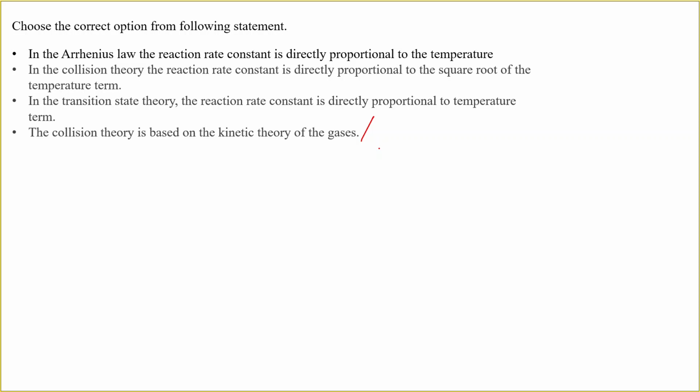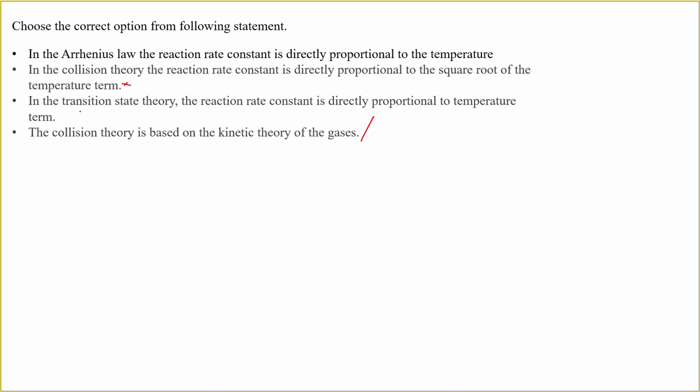And the more they collide with each other, the higher the reaction rate constant will be. So that's why the square root of temperature term is not correct, it is actually collision rate theory. The statement that the reaction rate constant is directly proportional to the square root of the temperature term is not the correct one, because it is directly proportional to the temperature itself, with some proportionality constant present. So the reaction rate constant is proportional to the temperature term.